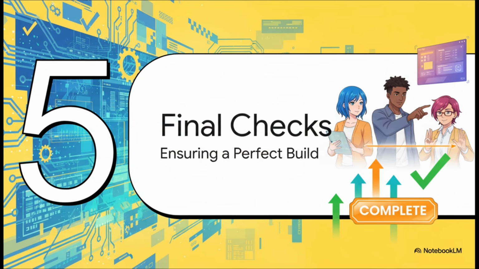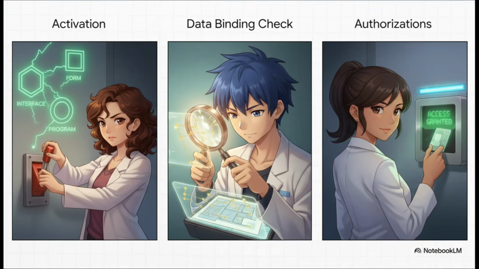Now, let's just quickly cover a few final checks to make sure your projects go smoothly and really hammer home why this skill is so valuable. So I want to give you a few pro tips because these are the little things that can trip people up. First, always make sure your interface, your form, and your program are all activated. It's such a simple mistake, but it'll stop you in your tracks. Second, double check those data bindings. A mismatch is probably the number 1 reason you'll see blank fields on your form. And lastly, make sure the user running the program has the right permissions.